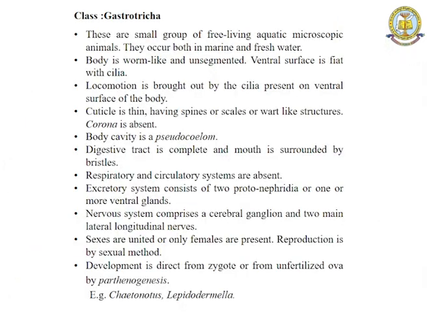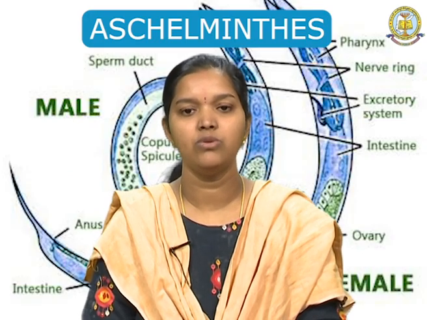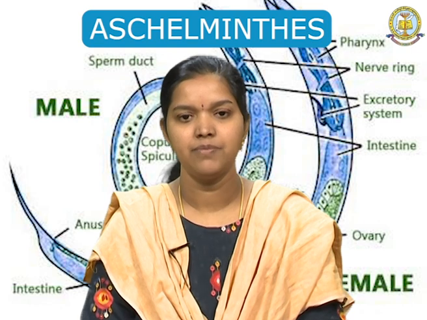And the fourth class is Gastrotricha. These are a small group of free living organisms which are microscopic. They are both marine and freshwater, and they have a worm-like body. The ventral surface is flat with cilia, and locomotion is mainly due to the cilia present on the surface of the body. The cuticle is thin, the body cavity is pseudocoelom, the digestive tract is complete, and the mouth is surrounded by bristles.